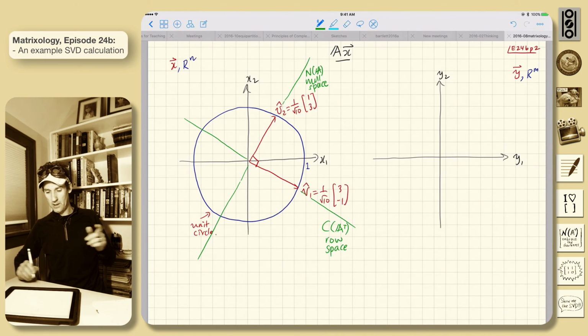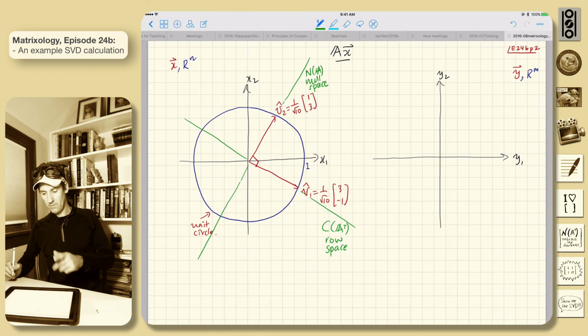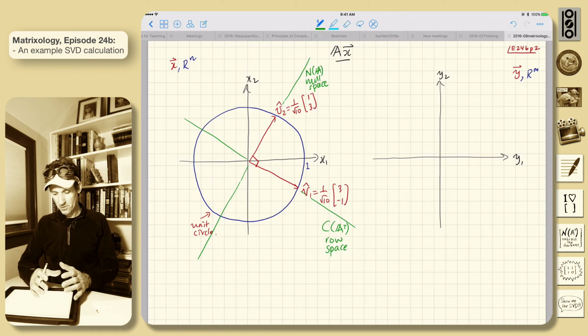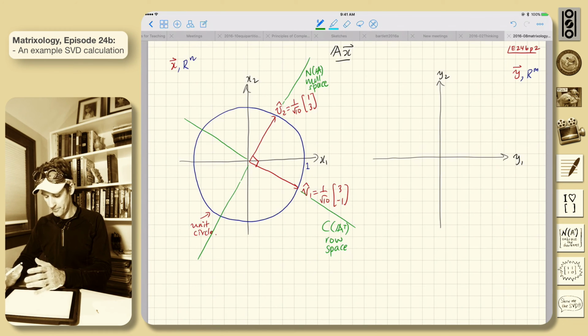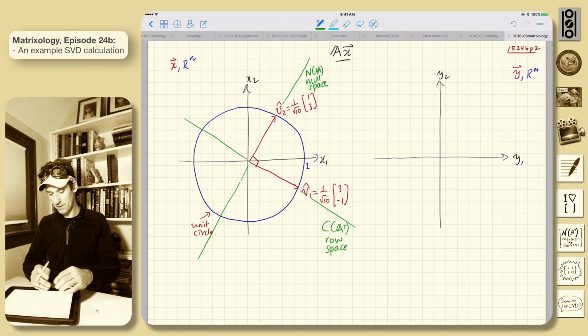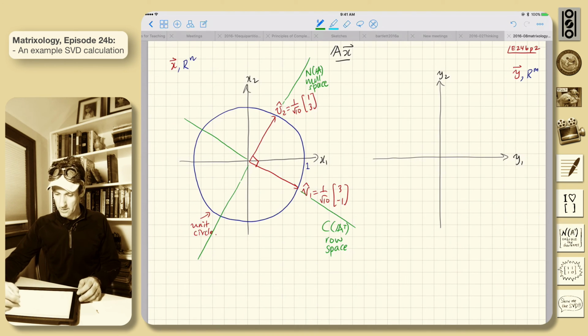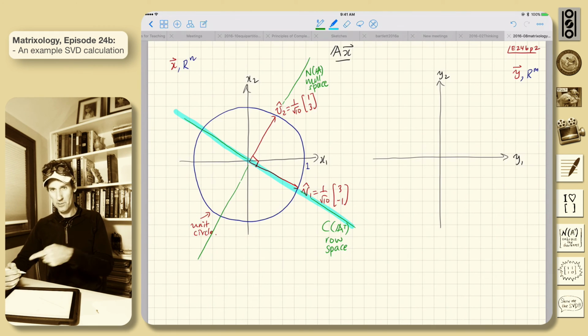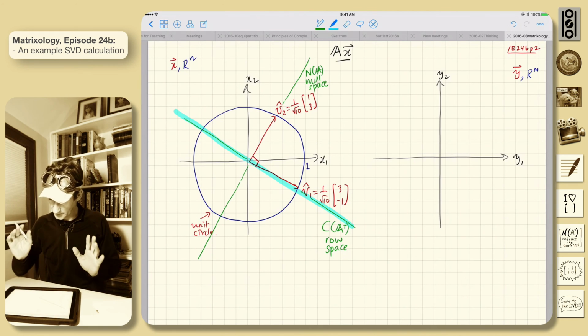And what do we see? We see that A maps V1 to U1 and multiplies by a factor of square root of 20. So we take this unit circle and send it over here. In fact, the only thing that goes anywhere is this character, right? So a line is mapped to a line. Let's get that right.